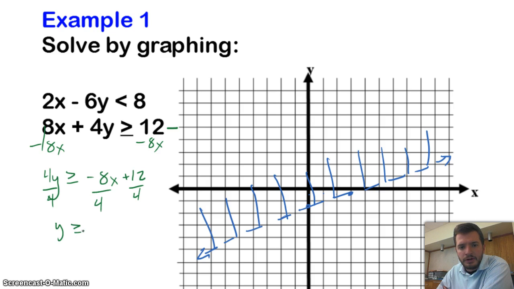So y is greater than or equal to -2x plus 3. I'm going to go ahead and graph this guy. Go up to +3, 1, 2, 3, and then I'm going to go down 2 and over 1. In this case, it's greater than or equal to, so it is a solid line.